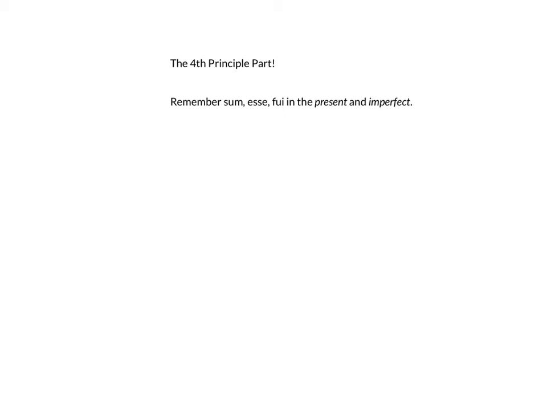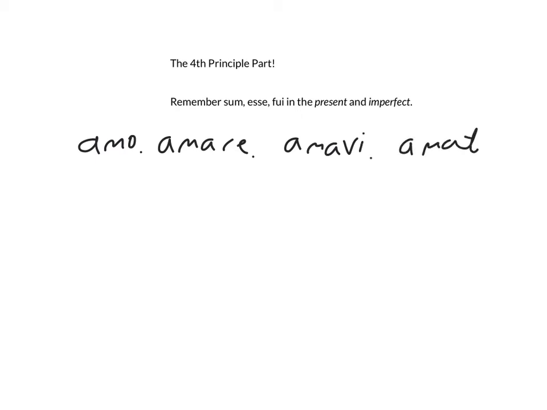All right, let's pick a verb. Let's pick amo, amare. So we see amo, amare, amavi, amatus. Now, we've already dealt with the first two principal parts. These are your present, imperfect, and future roots. Okay, so these are the words that you use to create the present, the imperfect, and the future.